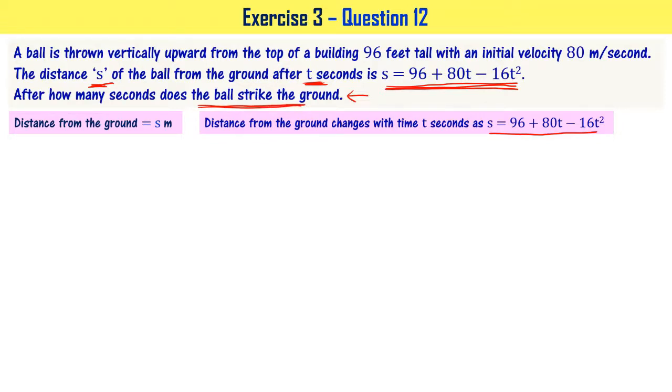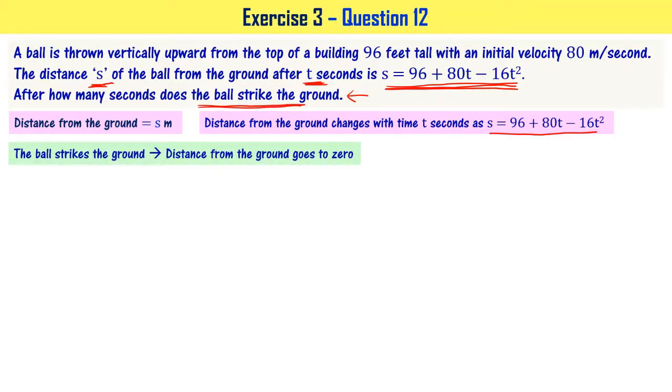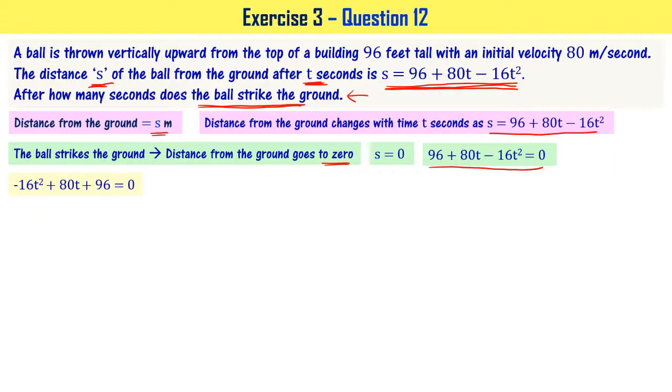ground. When the ball strikes the ground, the distance between the ball and ground is 0, right? We have denoted distance using s. It means s equal to 0. If s equal to 0, the equation is going to be 96 plus 80t minus 16t square equal to 0. It is a quadratic equation. We have to solve this equation to get the value of t at which the ball strikes the ground. Let me write this equation as minus 16t square plus 80t plus 96 equal to 0.